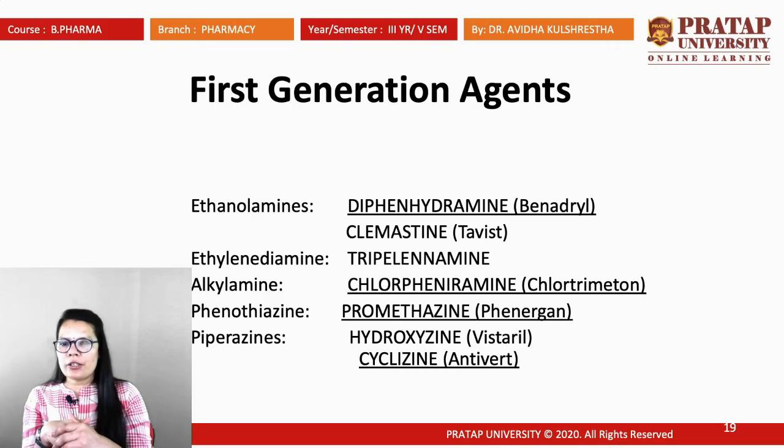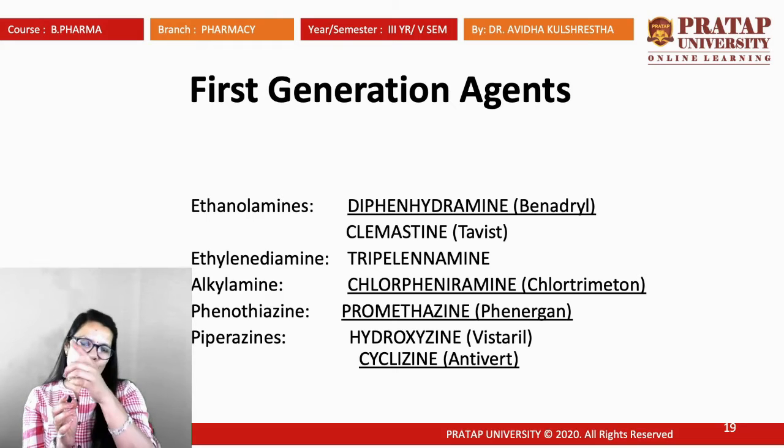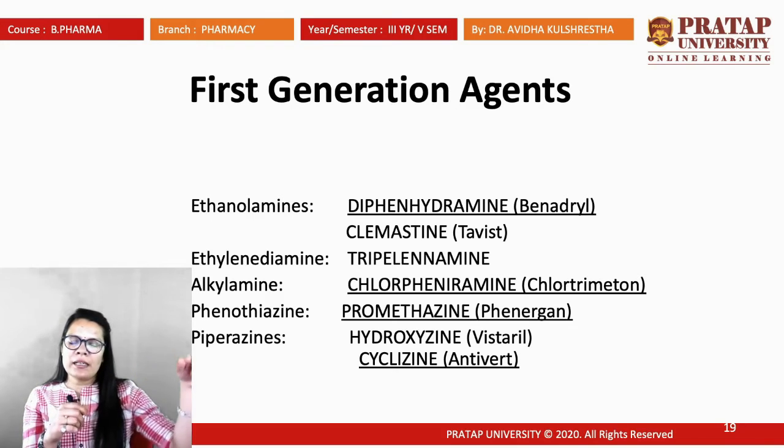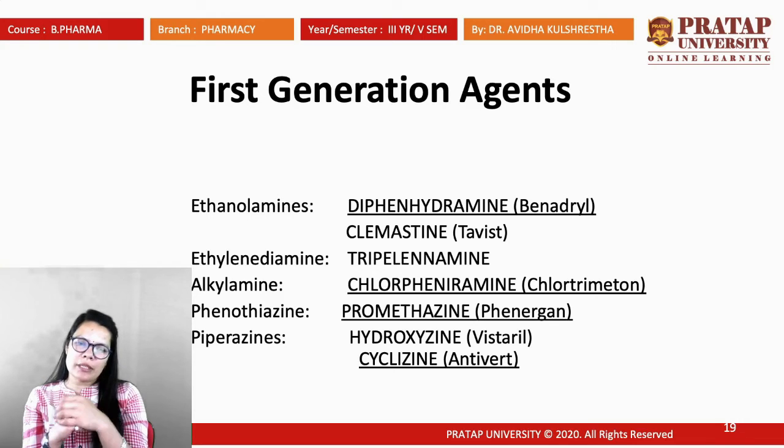The first generation drugs are ethanolamine, ethylenediamine, alkylamine, phenothiazine, and piperazine. These are all drugs of the first generation. The basic structure is two phenyl rings with one alkyl and an alkoxy group, and with an amine. Diphenhydramine is generally called Benadryl, and Benadryl is an anti-cough syrup which you can generally find in the market. Clemastine, Tavist, tripelennamine, chlorphenamine, that's chlorpheniramine.